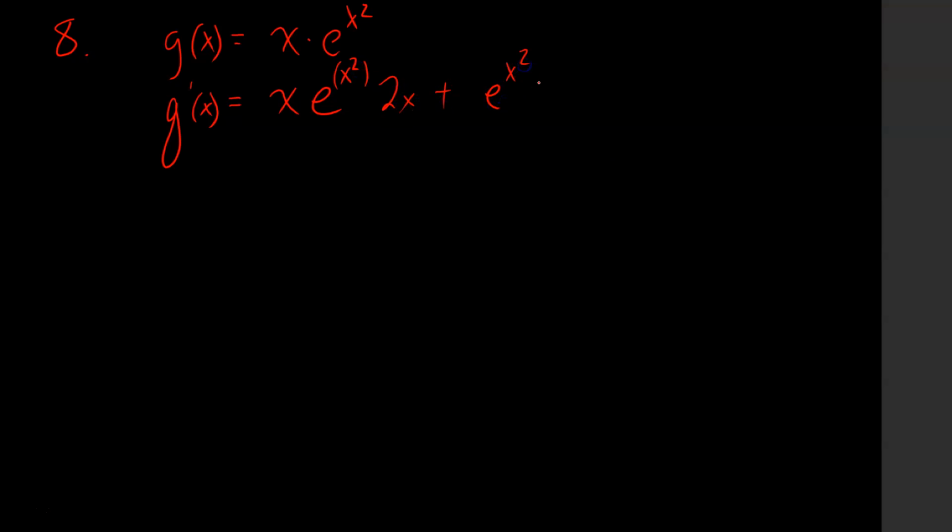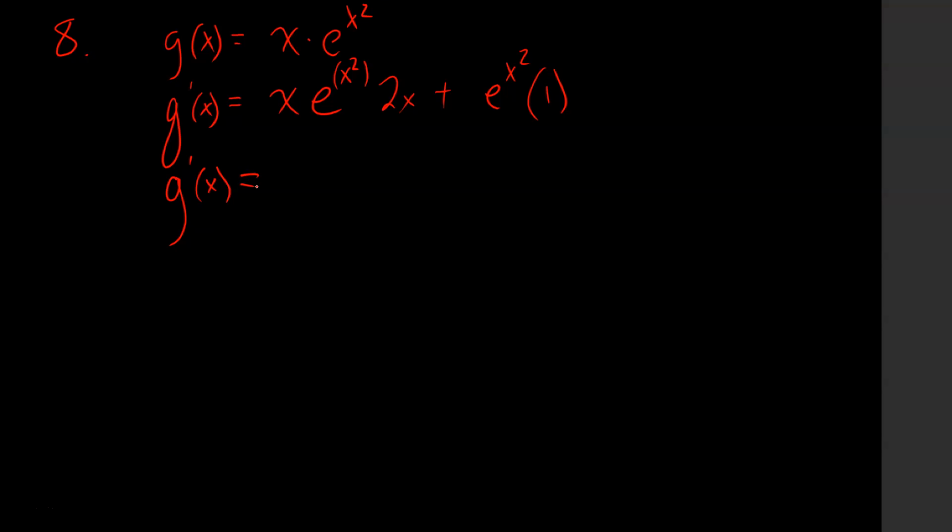Number 8, g of x is x times e to the x squared. Hopefully you see a product of two functions, which has a derivative of the first function times the derivative of the second. The derivative of e to a power is e to that same power, natural log of e. Our power is x squared, which has a rate of change of 2x. Plus the second function times the derivative of the first.